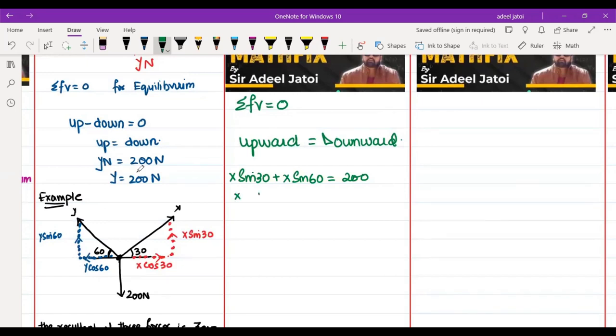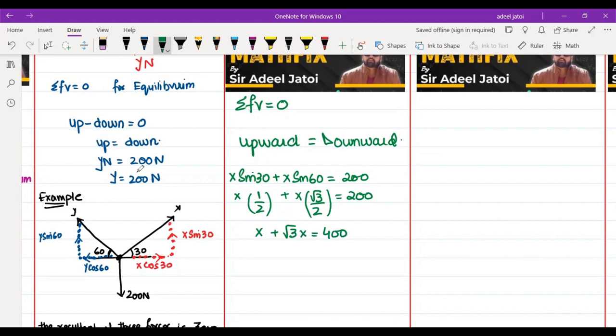And sine 30 is 1 upon 2, whereas sine 60 is under root 3 upon 2. And this whole thing is equal to 200. If we see that 2 is the denominator, we can easily take it down as x plus under root 3x is equal to 400.